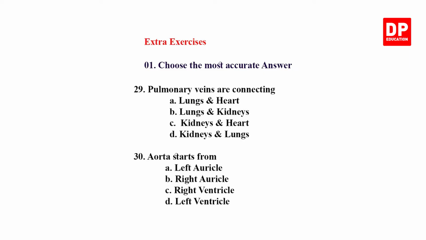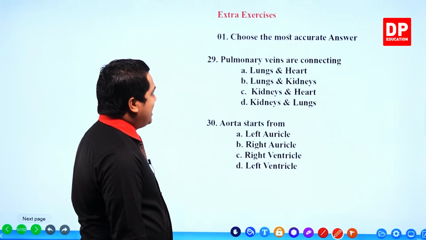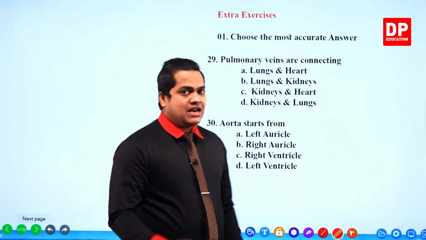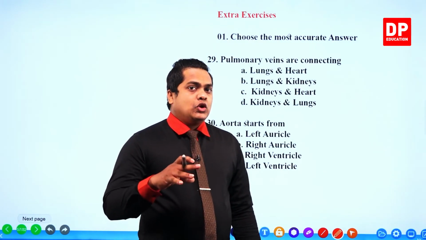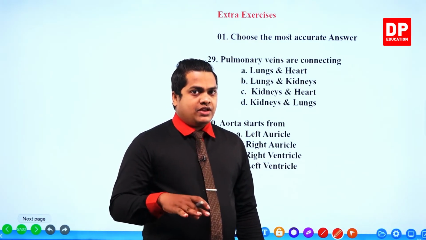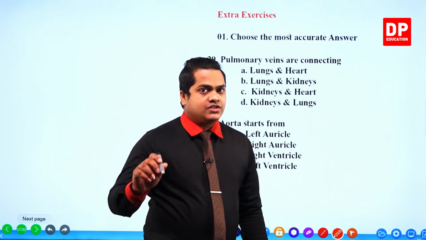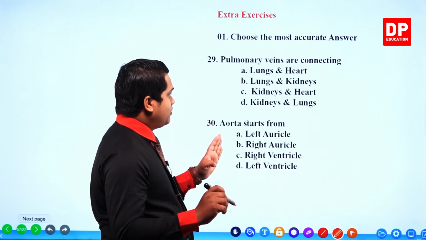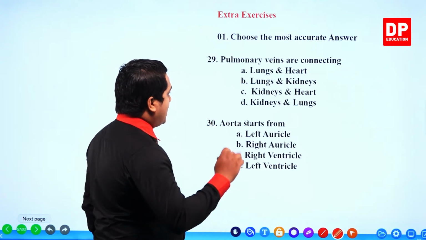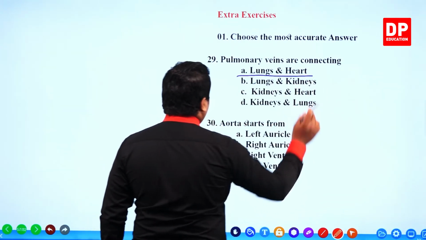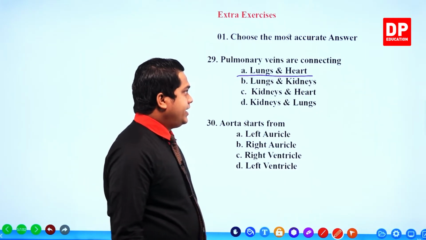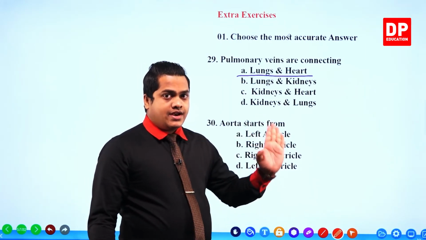Pulmonary veins are connecting. So pulmonary means the circulation that occurs between the lungs and the heart. So pulmonary circulation connects lungs and heart. Pulmonary veins are connecting lungs and heart.